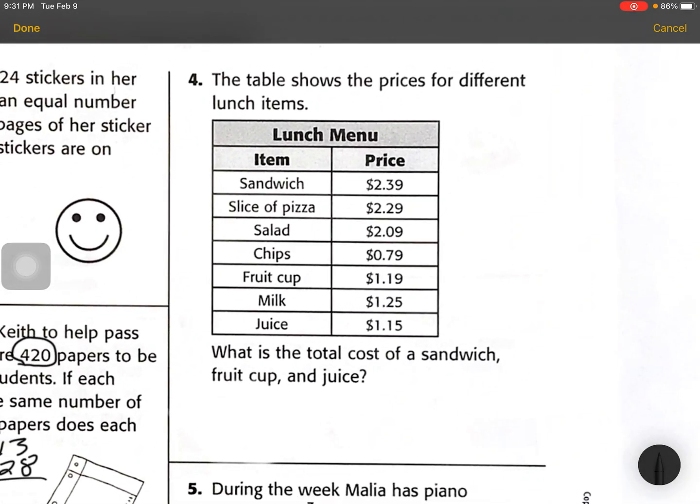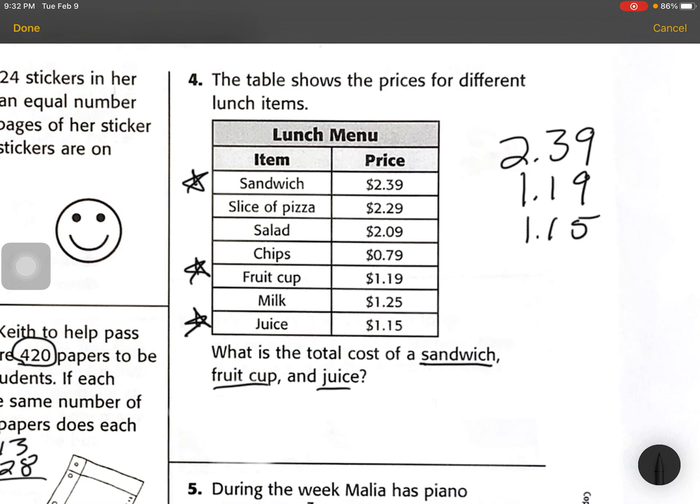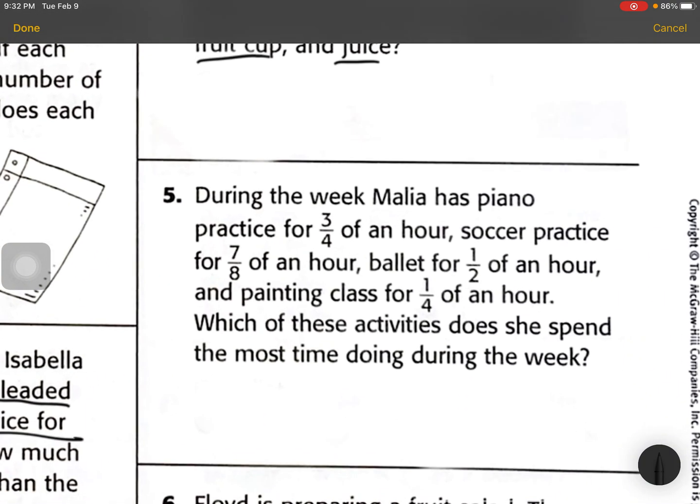Okay, this table shows prices for different lunch items. We need the cost of a sandwich, a fruit cup, and juice. Sandwich, fruit cup, and juice. So go ahead over here and add them together. Make sure you line up the decimals. Okay, line those up and add up your total cost.